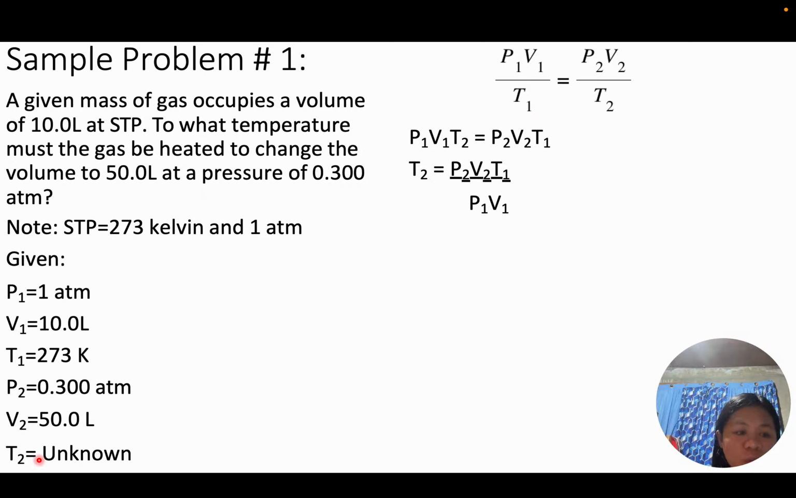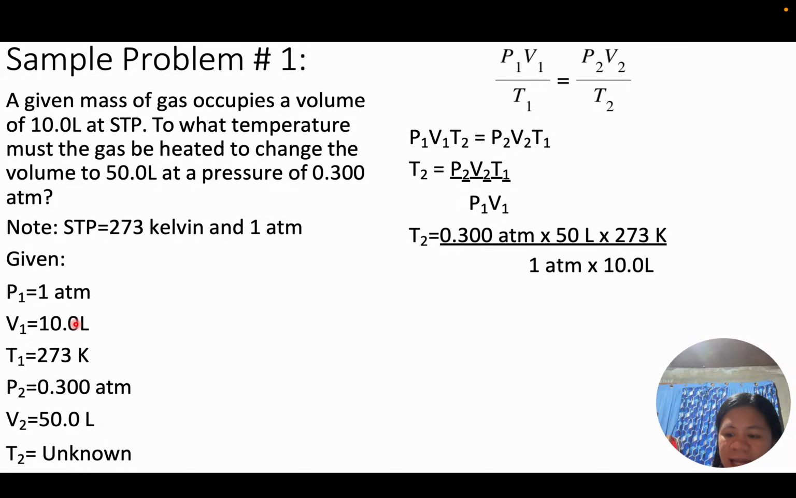So, since we are looking for T2, the ones beside it we moved down as well. Since they were numerators, we placed them below: P2, V2, and P1. I hope you got that. Now, distribution of values. Our P2 is 0.300 atm. Our V2 is 50 liters. Our T1 is 273 Kelvin. Our P1 is 1 atm. And our V1 is 10 liters. So, we just multiply and divide.